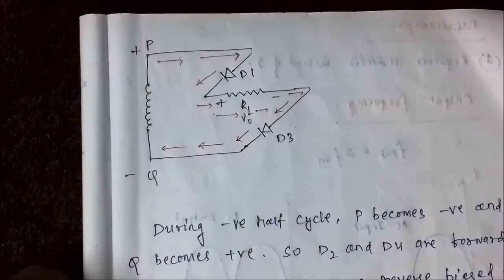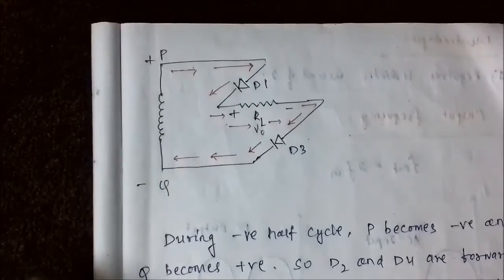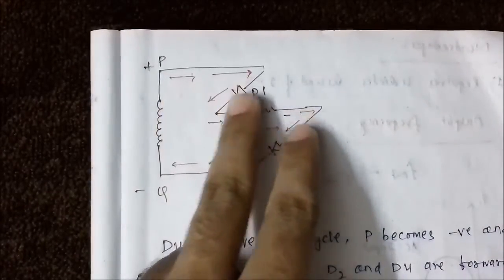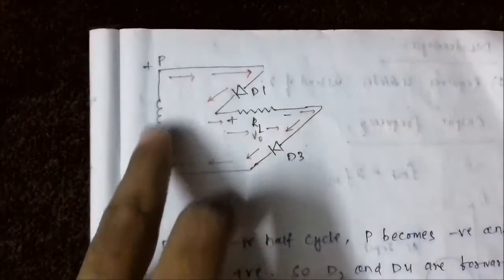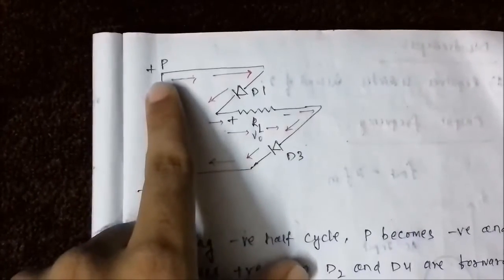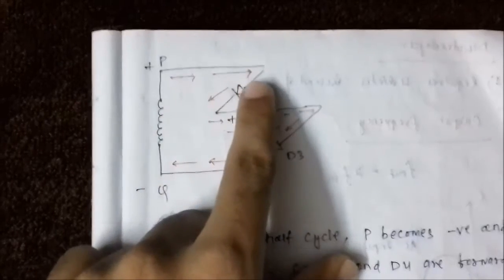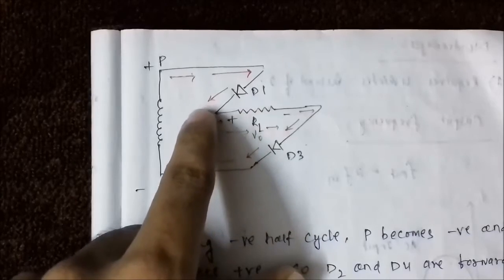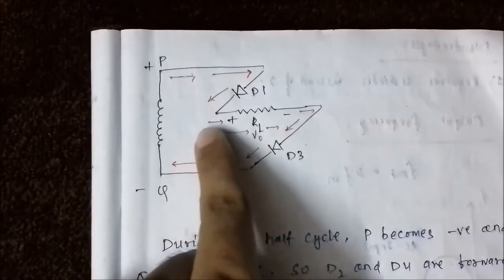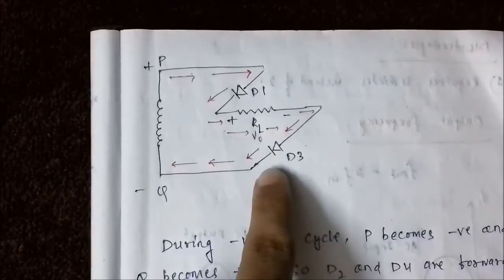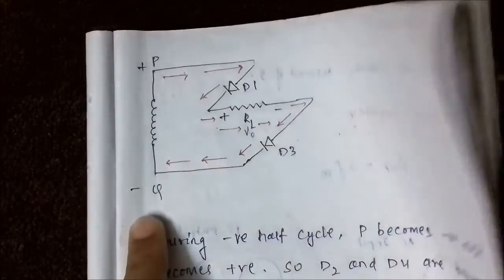So during the positive half cycle, the current flow takes place in this way. It starts from the positive polarity end from P, travels through the short circuited diode D1, travels through the load resistance and again through the short circuited diode D3 and finally terminates at Q, the negative polarity end. So this you can comprehend from here.